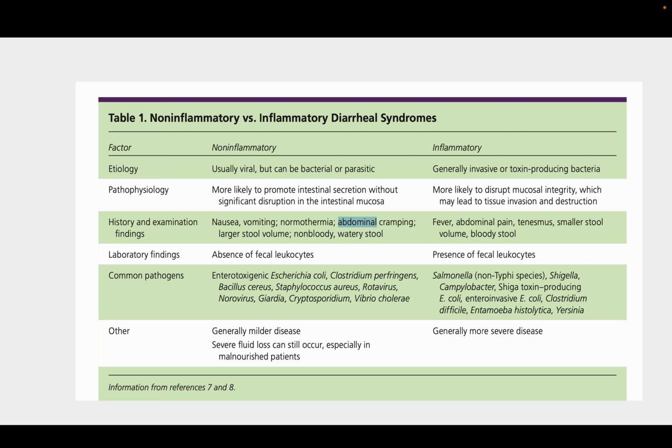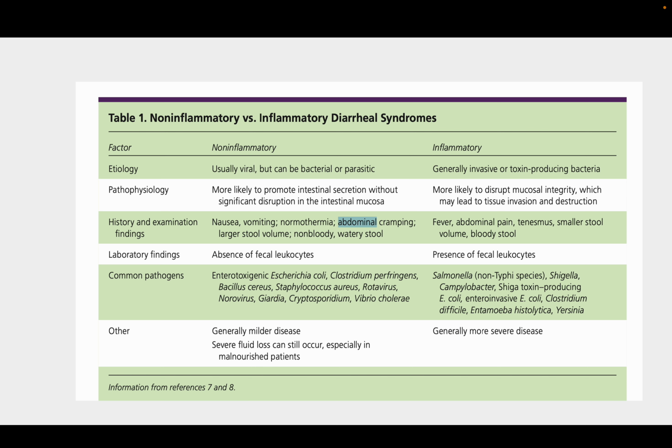Common pathogens of non-inflammatory diarrhea are E. coli, Clostridium perfringens, Bacillus cereus, Staphylococcus aureus toxin, rotavirus, norovirus, giardia, cryptosporidium, Vibrio cholerae. So these are all non-inflammatory kind of diarrhea. Inflammatory are more invasive, like Salmonella, Shigella, Shiga toxin E. coli, enteroinvasive E. coli, C. difficile, Entamoeba histolytica. So Yersinia is invasive. If you can remember them, the list is very good.